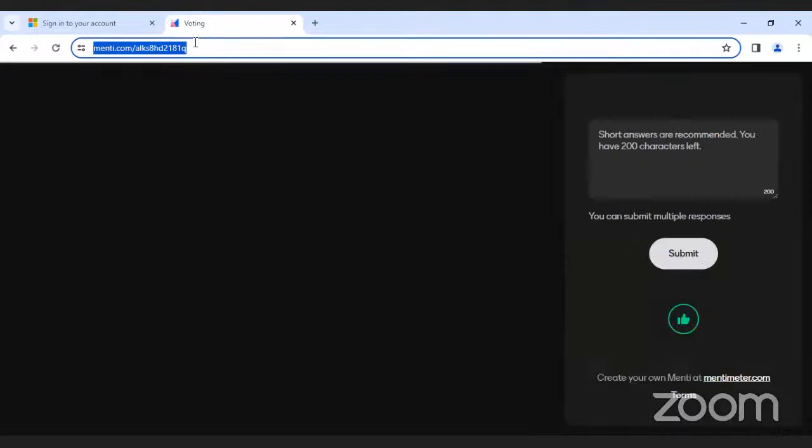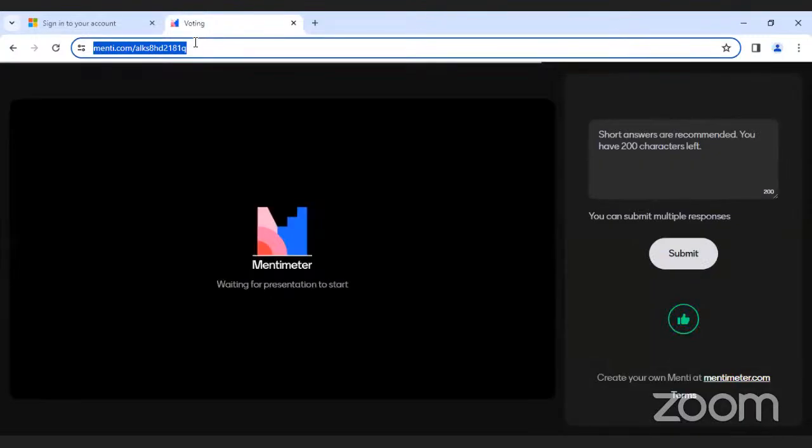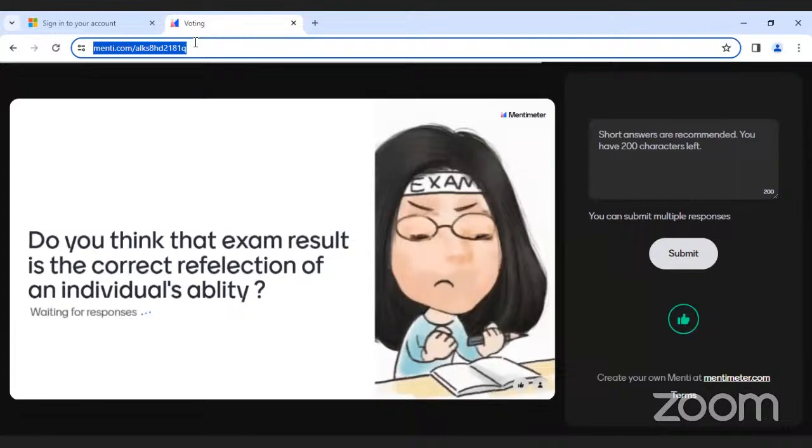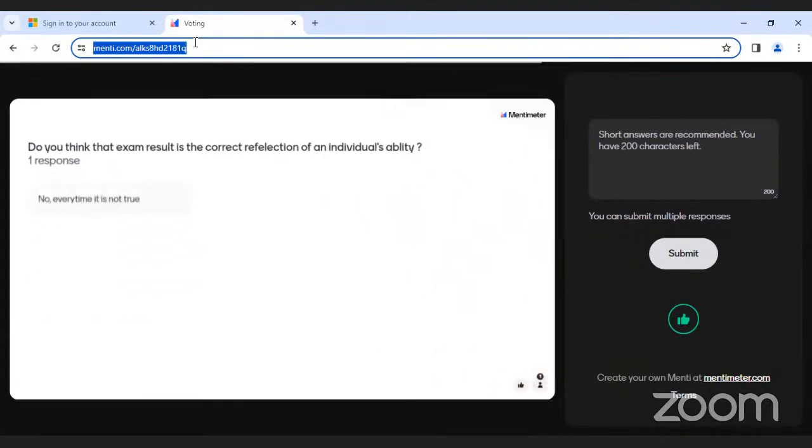I hope my screen is visible to everyone. Yes, sir. Okay, the first question is, do you think that exams can measure ability? Somebody has responded. Don't worry, your name will not be visible. You can respond anonymously. Just log into the link in the chat. No, not 100%. You can see the responses on the screen.